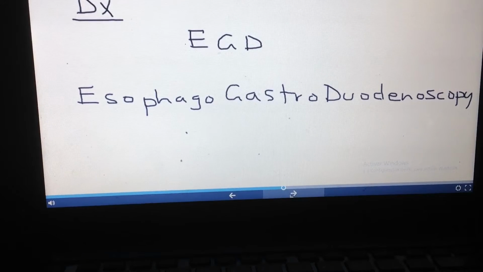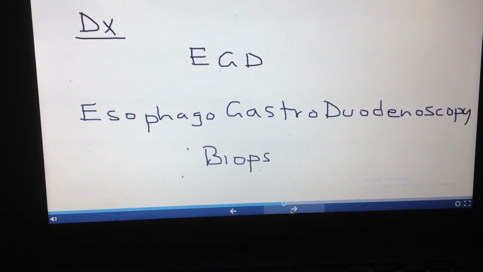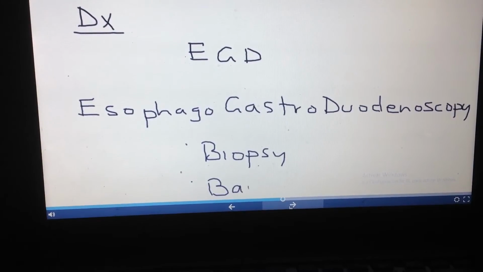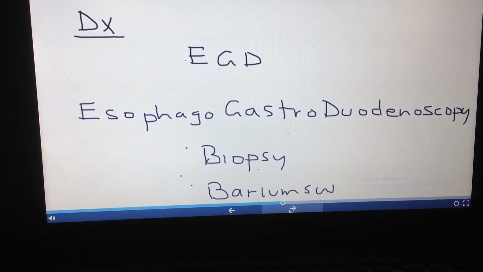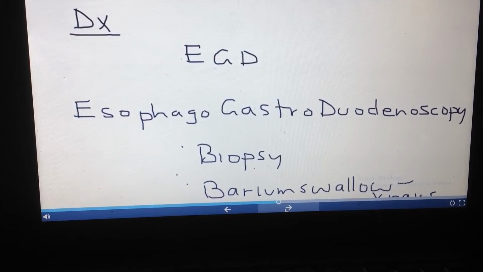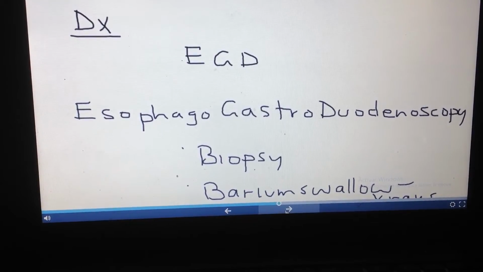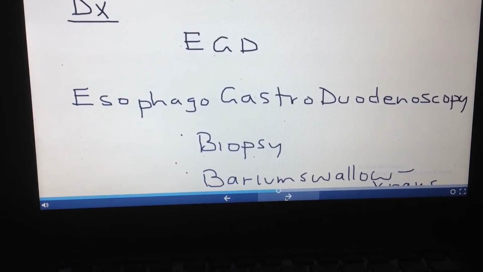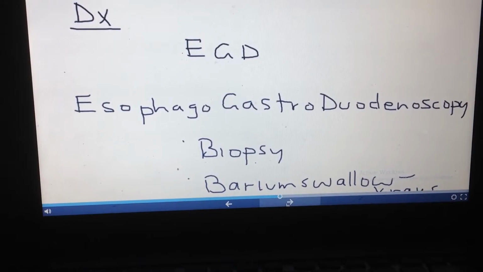Other tests that can be done are a biopsy and a barium swallow. A barium swallow followed by X-rays will be able to detect anatomic abnormalities such as fistulas or something similar.